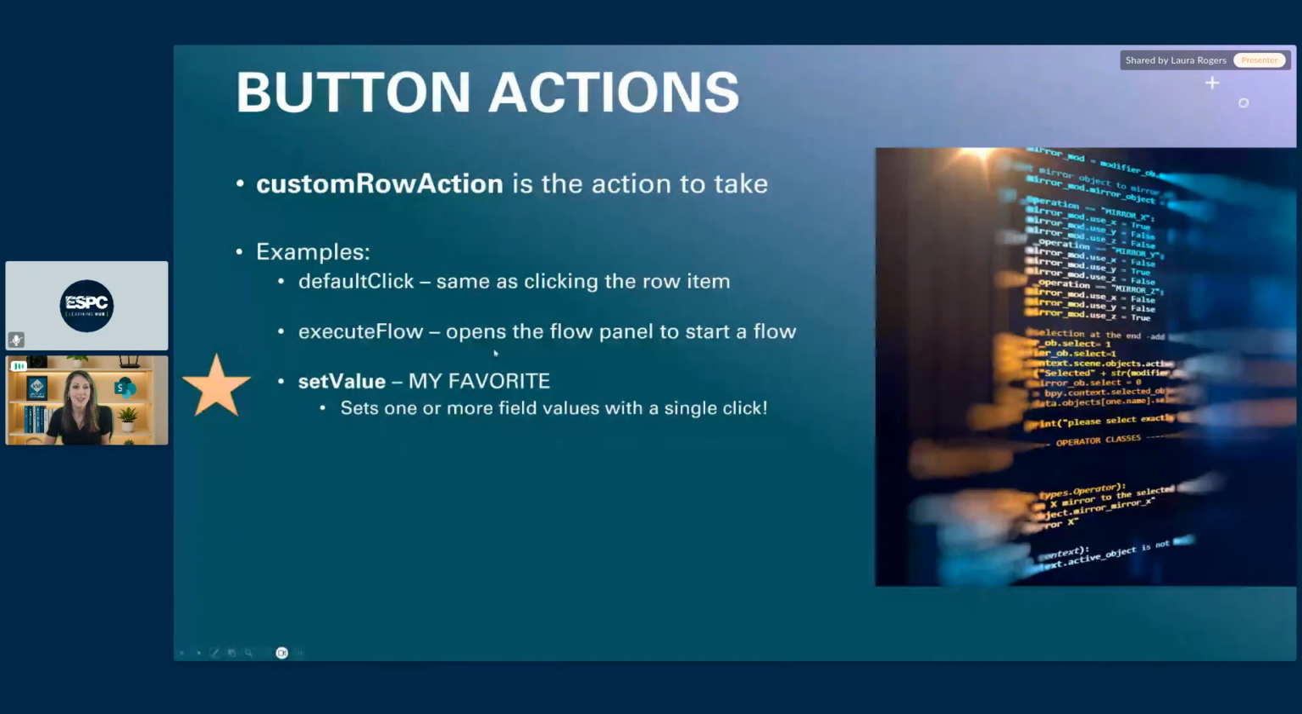Execute flow is what somebody was asking about a few minutes ago, where it kicks off a flow, but you still have that flow panel that you would have to go click to run the flow. So not the best. And then set value is my favorite. That sets one or more field values with a single click. So it's instantaneous, you immediately see the value change on whatever that field is. There's actually a quick step that does this as well, but this is faster because it's just a button on the row item as opposed to having to click to open the quick step and then click to trigger it. So set value is my favorite.